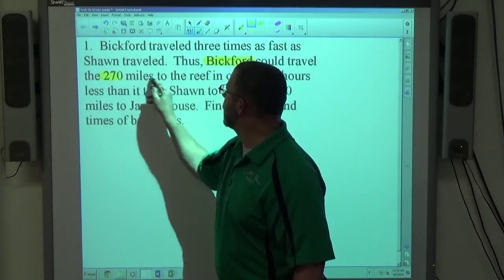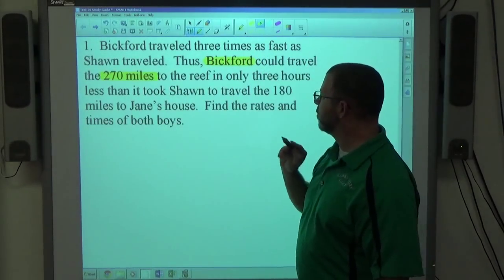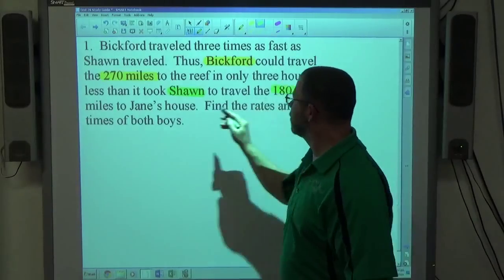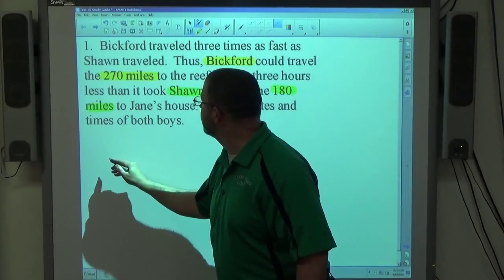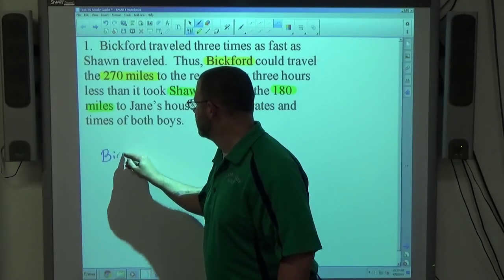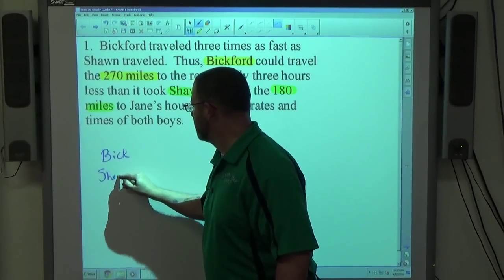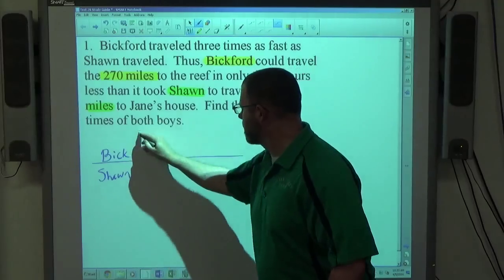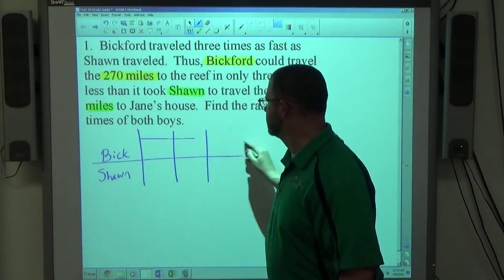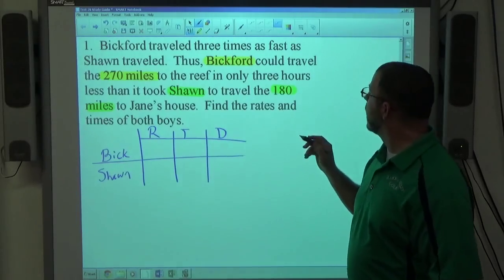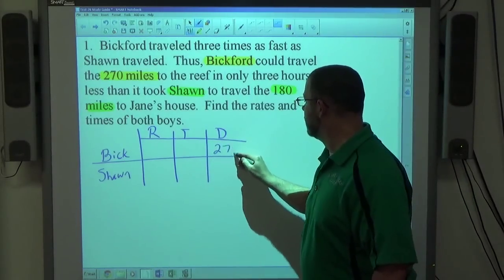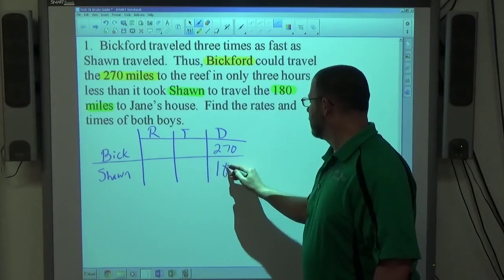Bickford can go 270 miles. They tell us the specific distance of Sean. Sean can go 180 miles. So we know their distances, so there's no need for a picture in this case. We got Bickford and Sean. So we start off with how far they went. Bickford's going 270 miles, and Sean's going 180 miles.